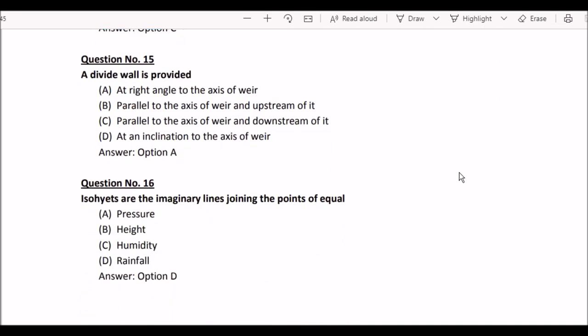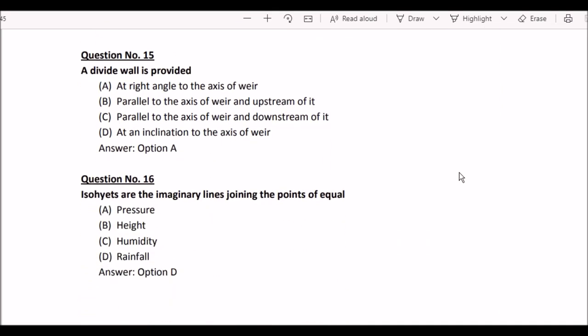Next question. A divide wall is provided. Option A. At right angle to the axis of weir. Option B. Parallel to the axis of weir and upstream of it. Option C. Parallel to the axis of weir and downstream of it. Option D. At an inclination to the axis of weir. Right answer is option A. At right angle to the axis of weir. Next question.